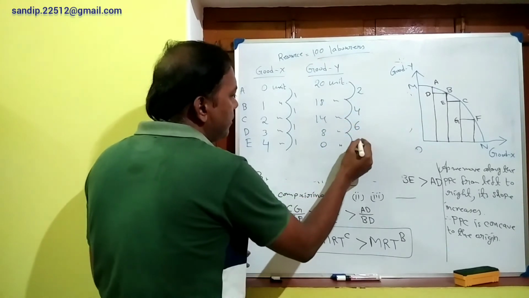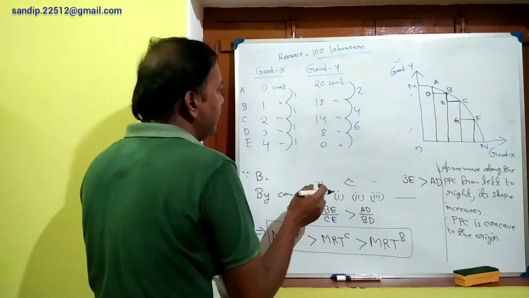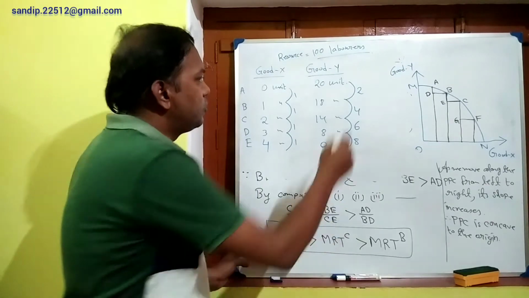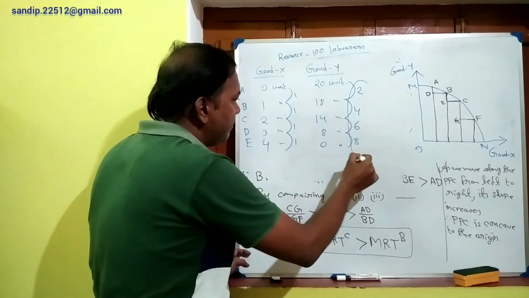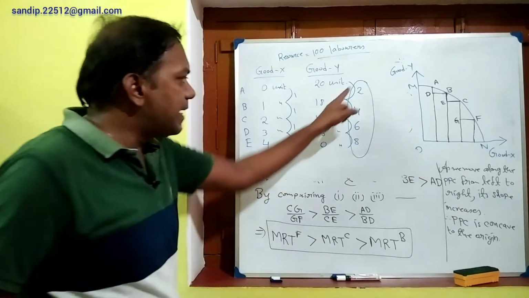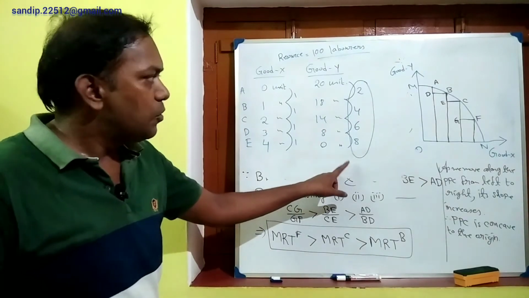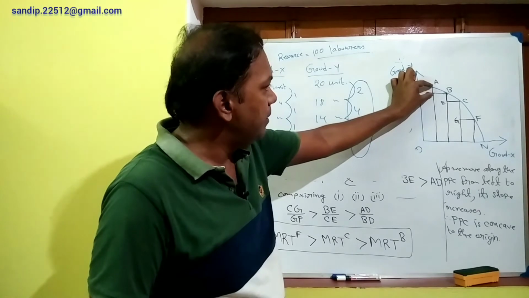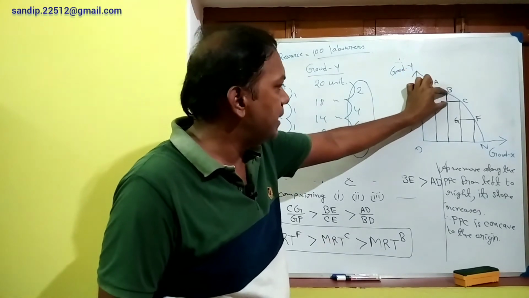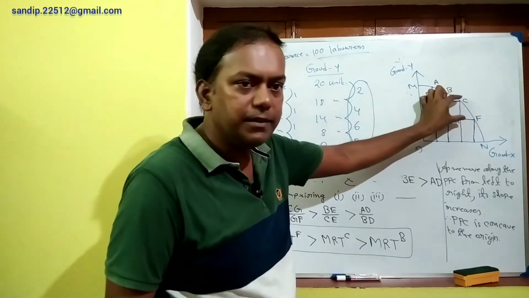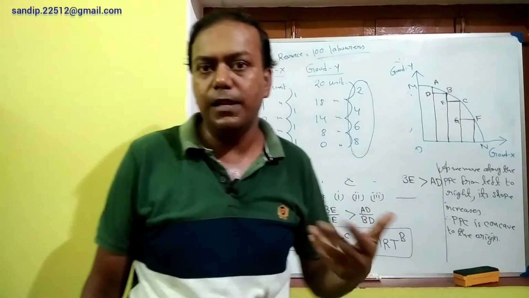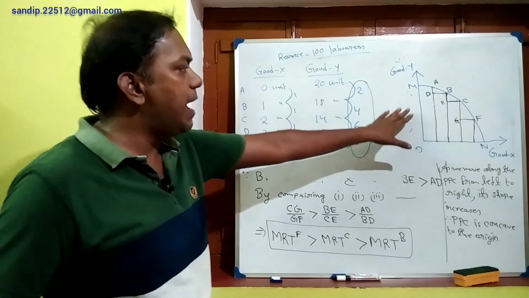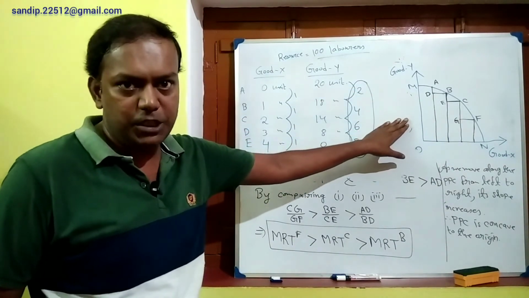So the amount of sacrifice increases. Suppose initially this one was the amount of sacrifice, then it increases, after that it again increases. So in this way it will go on. Okay, so that's why we have got PPC, it is concave shape.